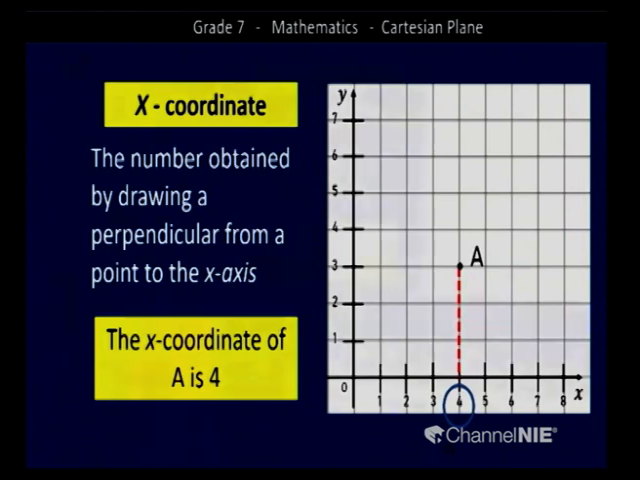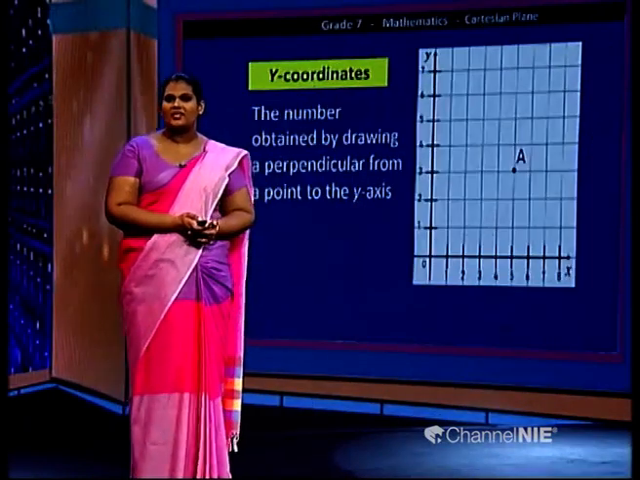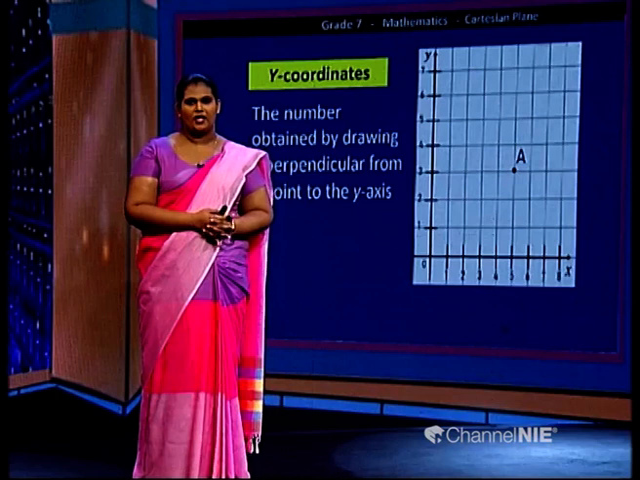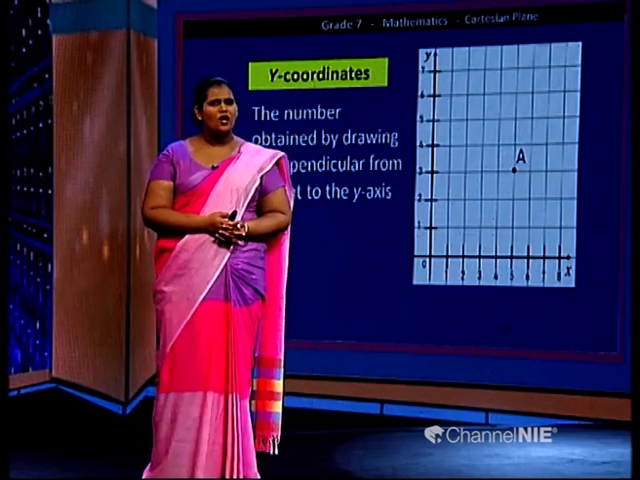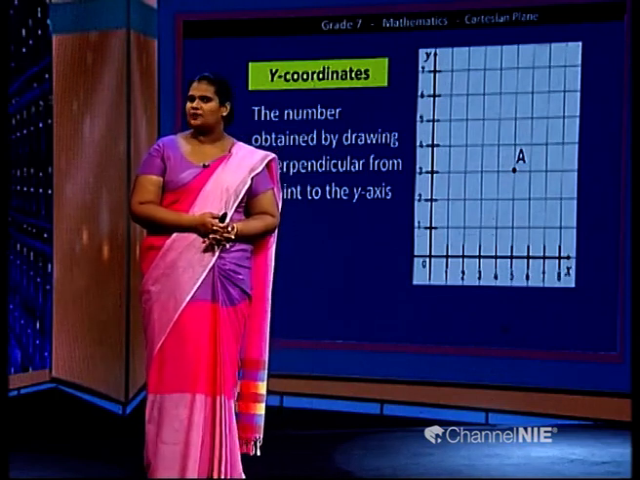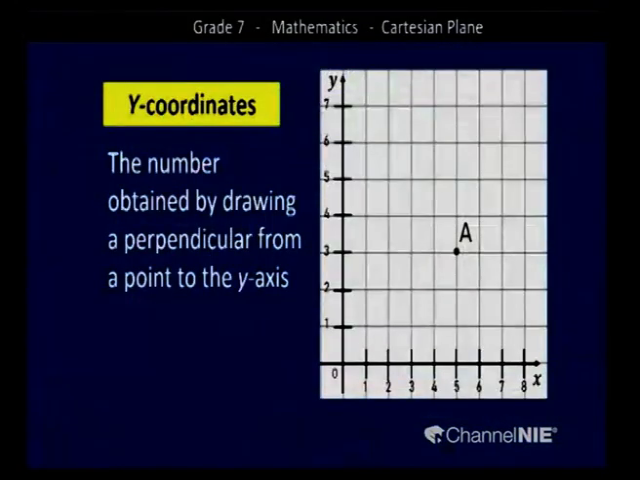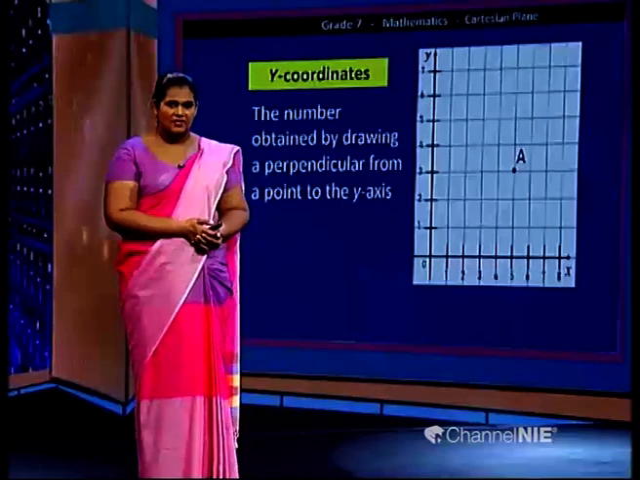Right. Now we are going to find the y coordinate of the same point. Before that, we have to know what the y coordinate means. The y coordinate is the number obtained by drawing a perpendicular from a point to the y axis. So, I will describe it using the same example.